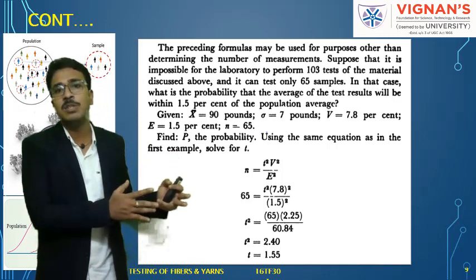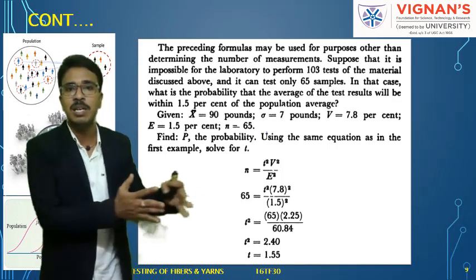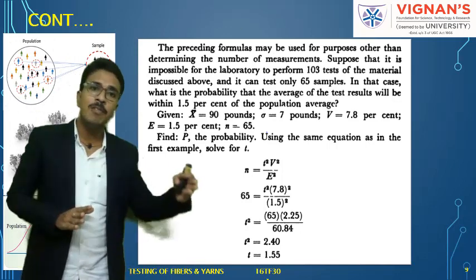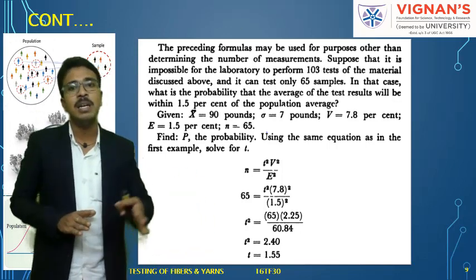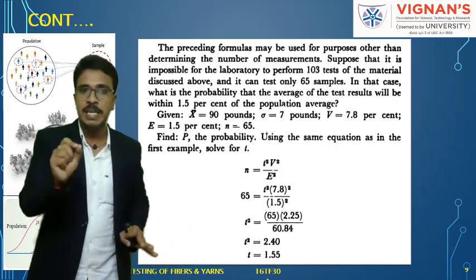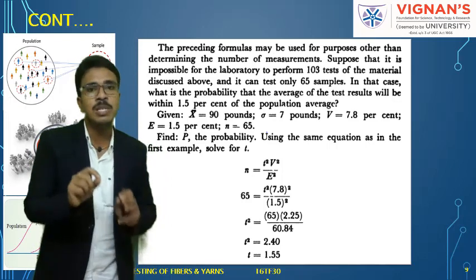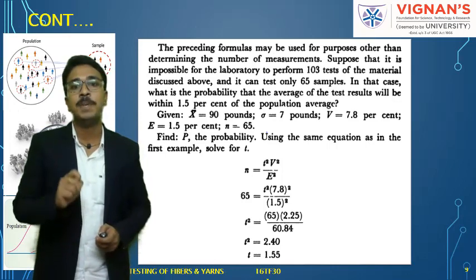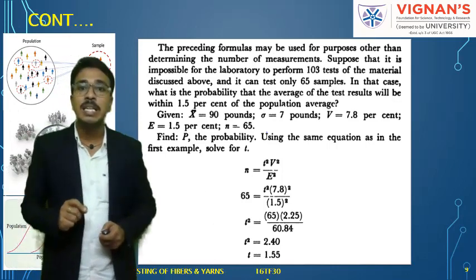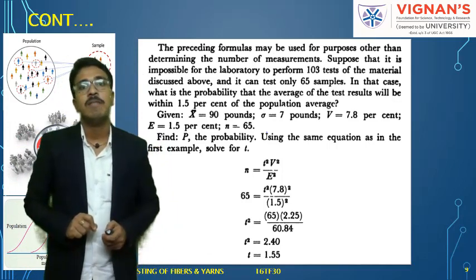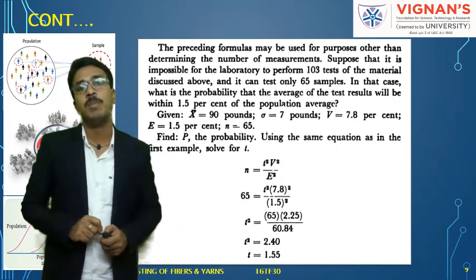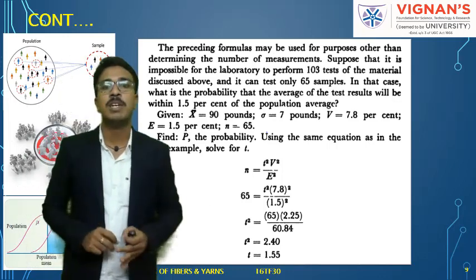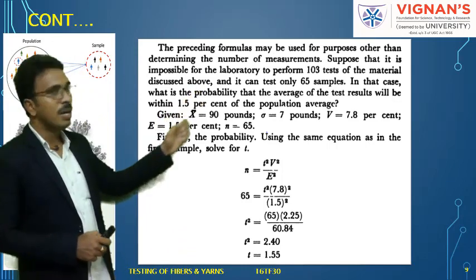So the same values we can take, the same parameters from the problem we did in the last slide. There we had to find out the n value where the probability was given. But here the n value given is only 65 samples, and we need to find out the probability, that is the p value, that the average of test results will be within 1.5 percentage of population average. That is, the error is 1.5 percentage. So we can use the same formula, n is equal to t square into v square by e square.